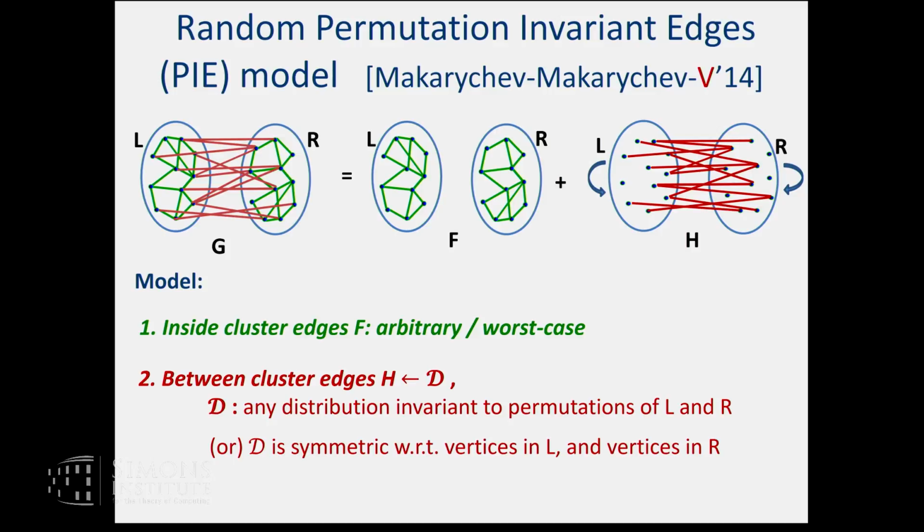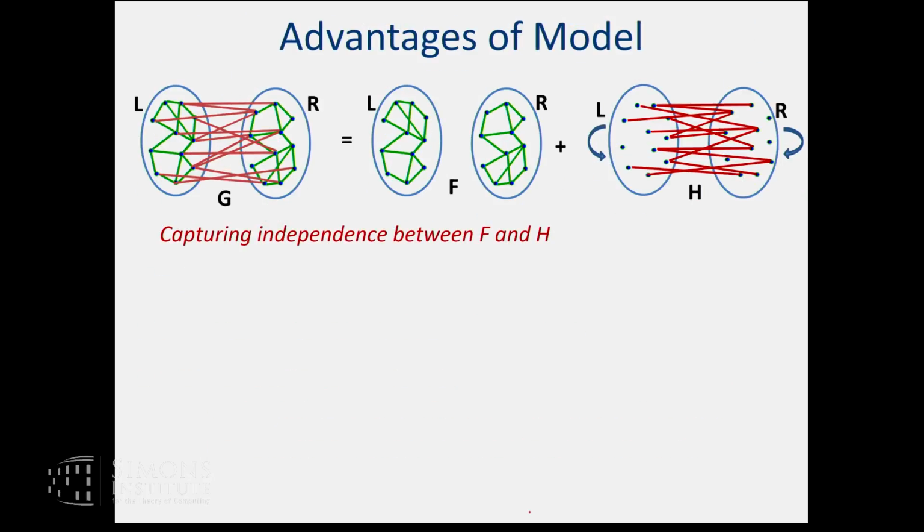So what's the advantage compared to previous models? Well, it's more general, and it's a way of capturing independence between the inside cluster edges and the between cluster edges. Because you would think that edges in a social network could come from different kinds of relationships, maybe work relationships or sports and so on, and these edges should really be independent of each other. This is just a way of capturing this independence between inside cluster edges and between cluster edges.